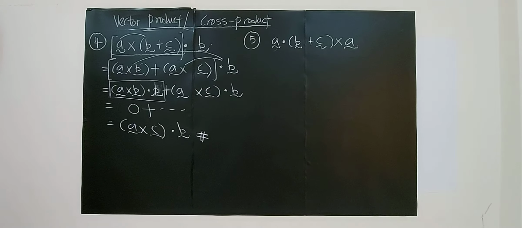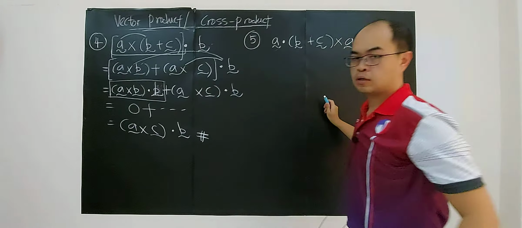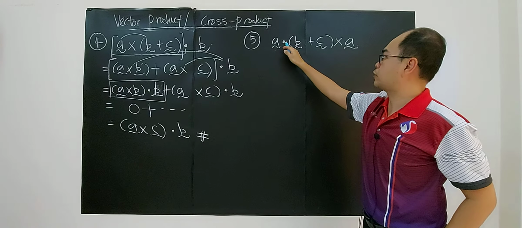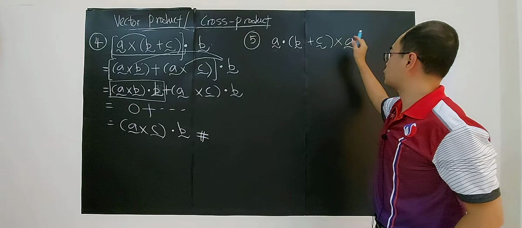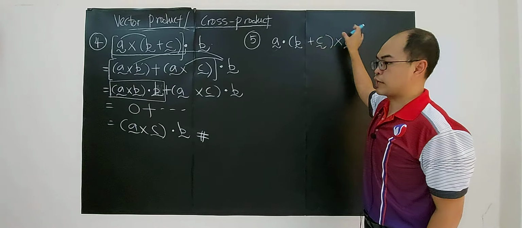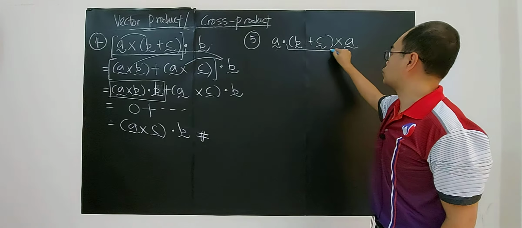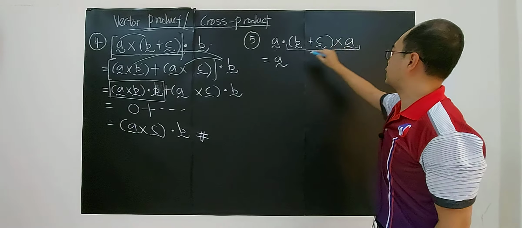So if I have A dot, I cannot do the dot product first. Why? Because if I dot product with these two, A dot with a vector, I will get a scalar quantity. You can't cross product between a scalar and a vector, right? It's meaningless. So what I do is I'm going to do the cross product first, which gives A and dot.